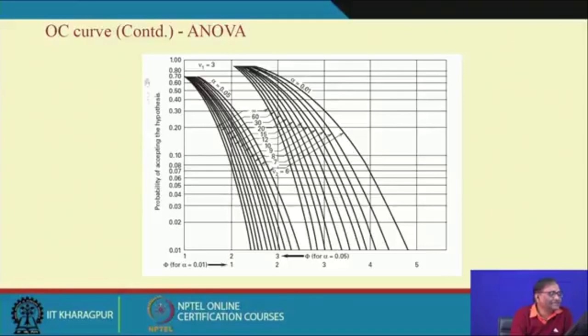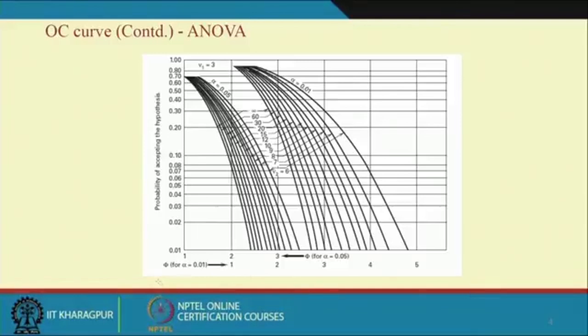So, the y axis is giving you beta, and the x axis is giving you phi, where phi square equals n times the sum total of tau i square by a sigma square, for different values of alpha. So, essentially alpha is 0.01 or 0.05 considered, because these are the two levels of significance we consider in most of the experimental studies. Okay. Now, the x axis and y axis are known to you.